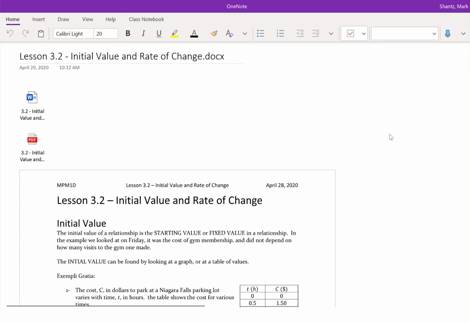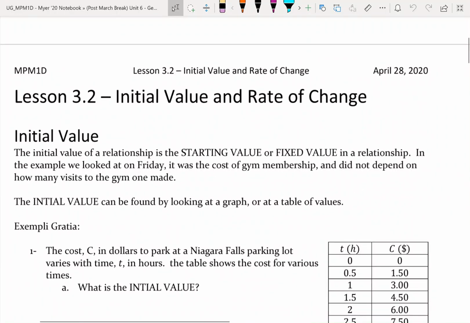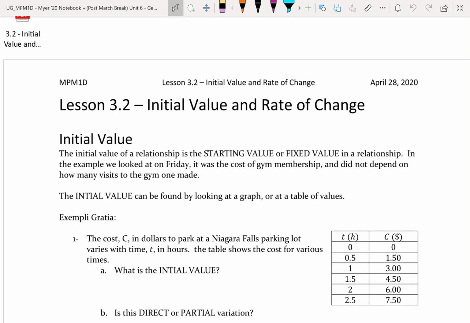Okay, so we're just picking up where we left off on Monday. Nothing too stressful, but essentially we're looking at rates of change and initial value. Now we talked about this in the last lesson, and we called it something different. We called it the constant of variation. It's the same thing, though.